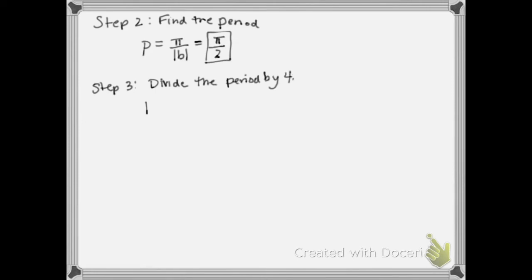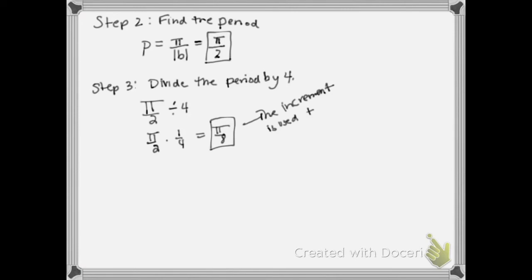And that's going to be pi over 2 divided by 4. And remember, we keep changing flip. So it's pi over 2 times 1/4, and that's going to be pi over 8. So this is what we call the increment. And remember, the increment is used to find the angles for one period. Okay.